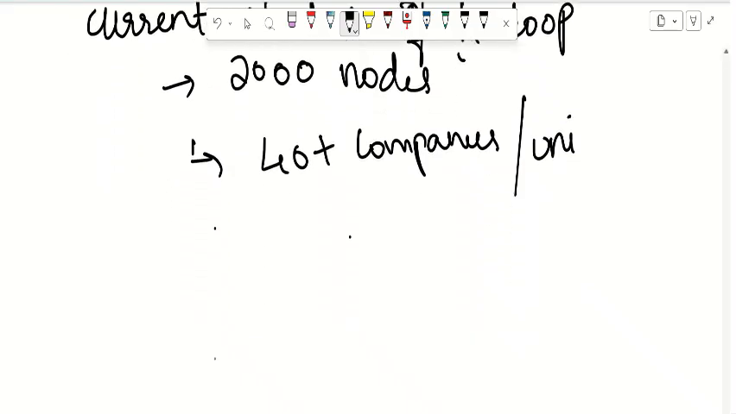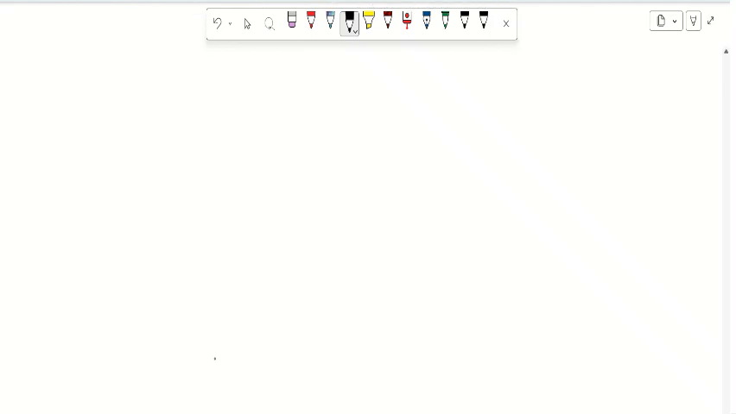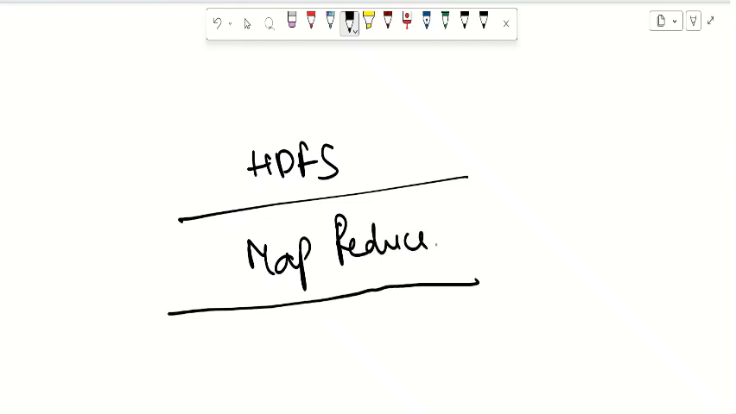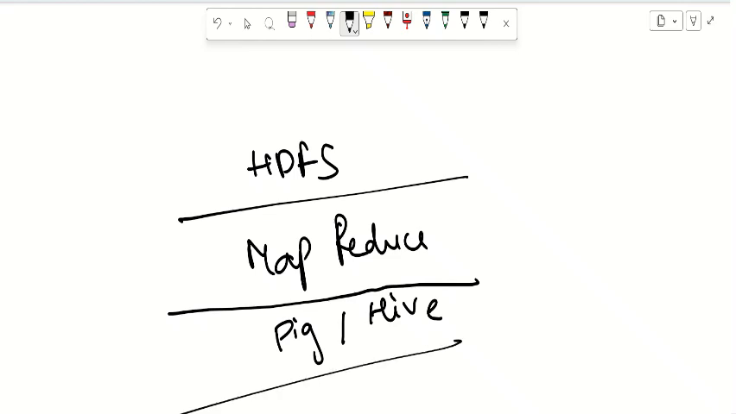And the Hadoop components are HDFS, MapReduce, Pig, Hive, and HBase. These are the components of Hadoop.